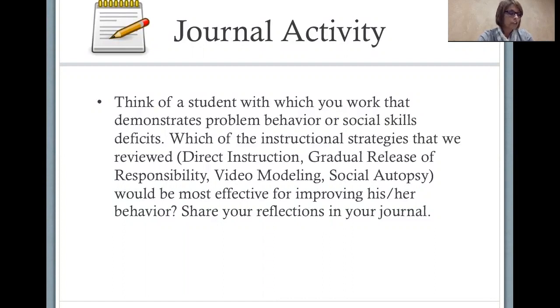For your next journal activity, think of a student with whom you work that demonstrates problem behavior or social skills deficits. Which of the instructional strategies that we have reviewed, direct instruction, gradual release of responsibility, video modeling, or social autopsy, would be most effective for improving his or her behavior? Share your reflections in your journal. Pause the video now to complete this journal activity.